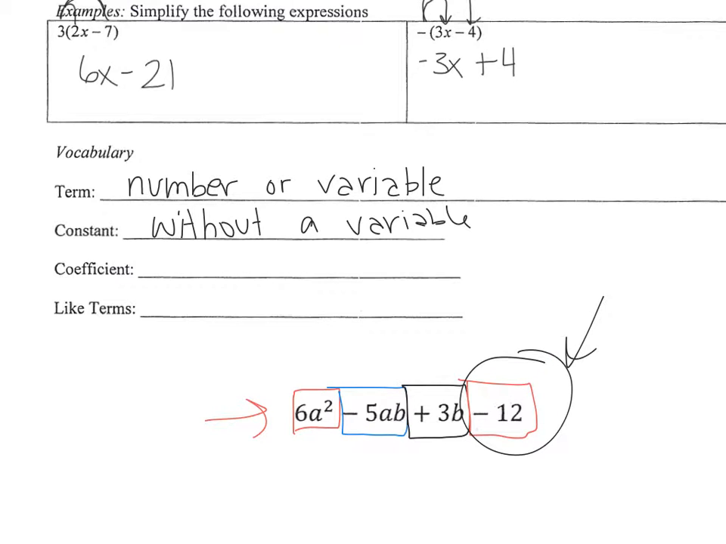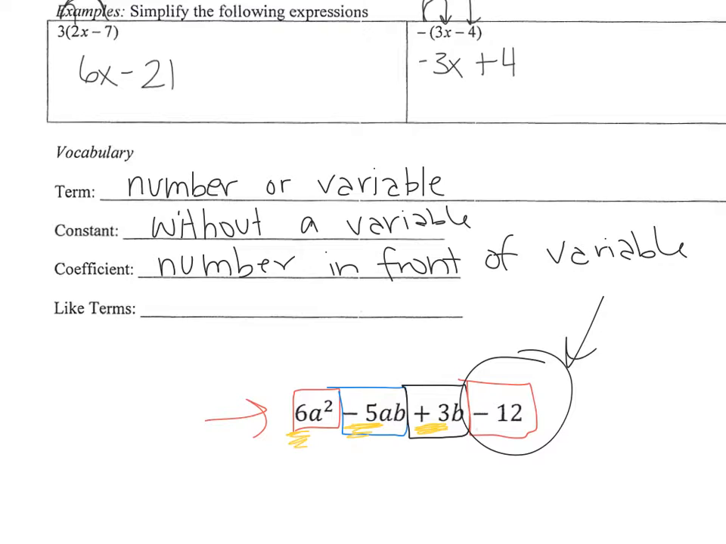It's constant. A coefficient is a number in front of the variable. So the coefficients are 6, that's a coefficient, negative 5, make sure you take the negative with it, negative 5 is a coefficient, 3 is a coefficient, and negative 12 is not a coefficient because it's not a number in front of a variable.